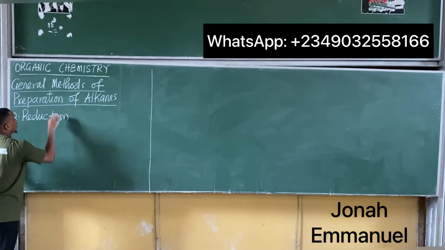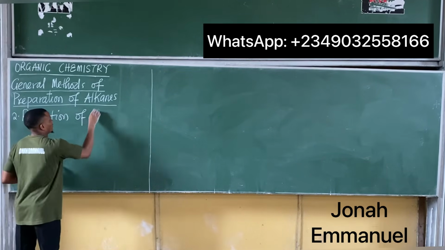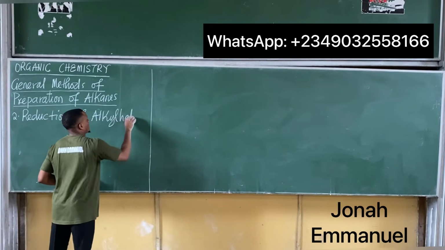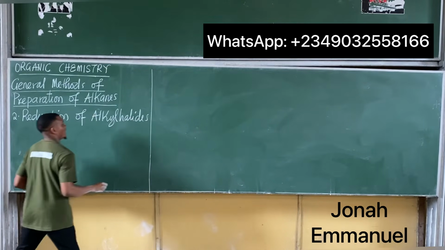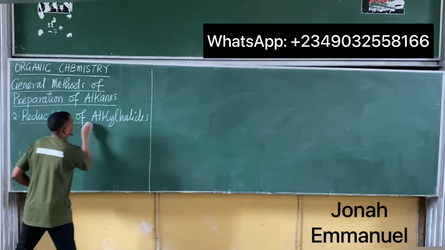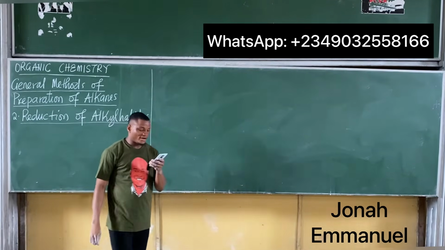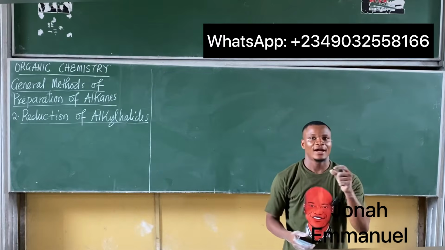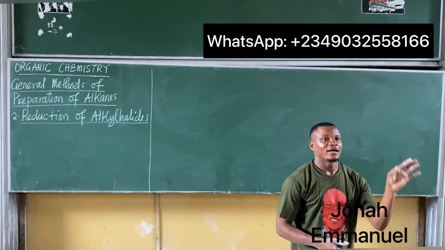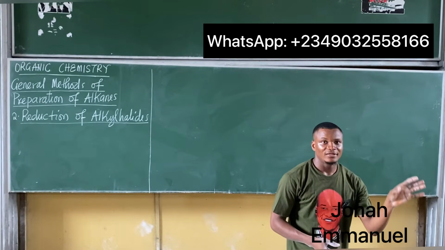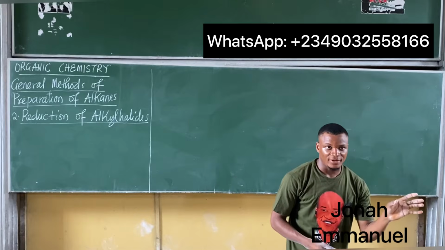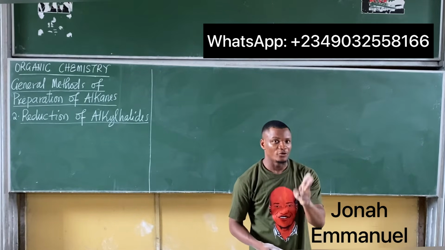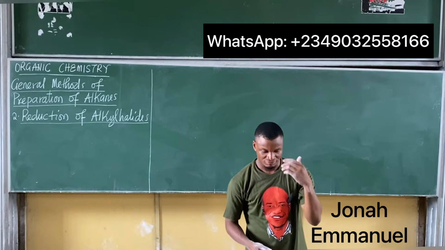The second method of preparing alkane, number 2, is the reduction of alkyl halides. Alkyl halide: an alkyl group, methyl, ethyl, propyl, and a halide, a halogen, bromine, fluorine, iodine, whatever.